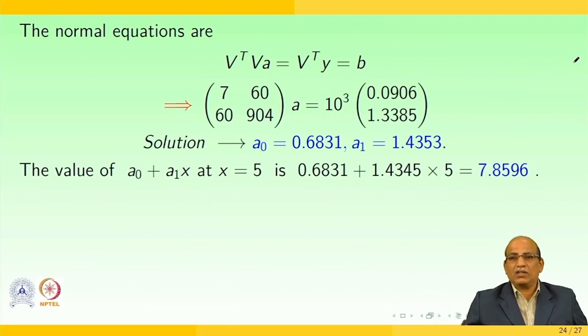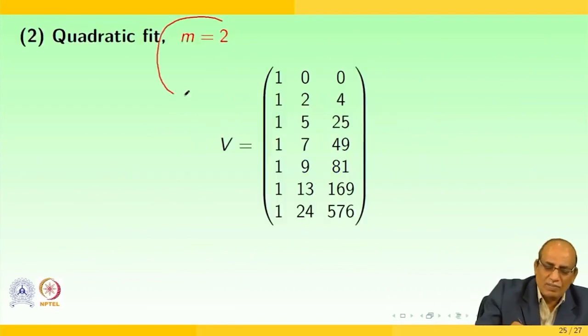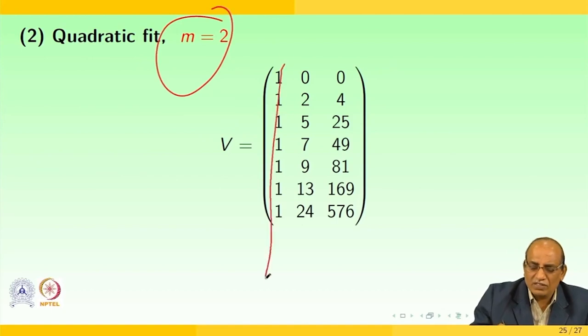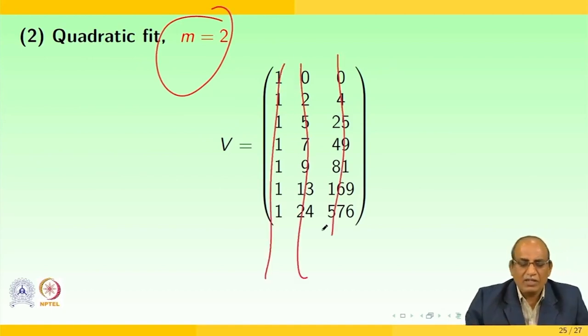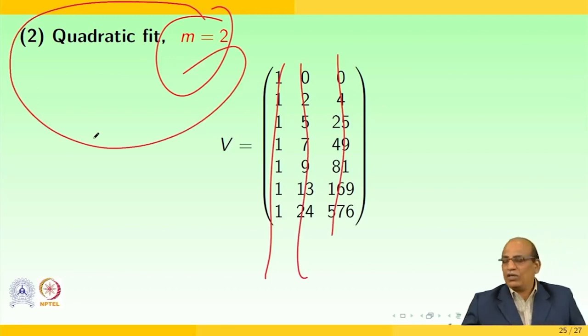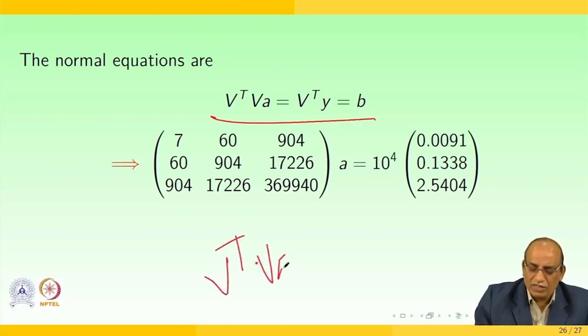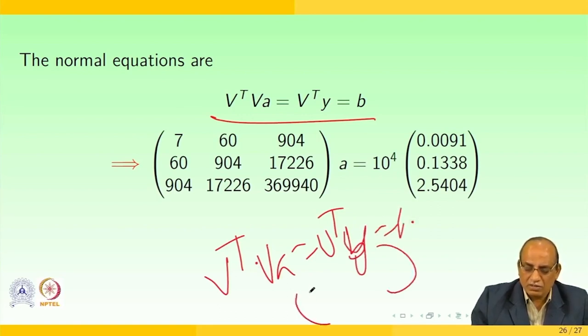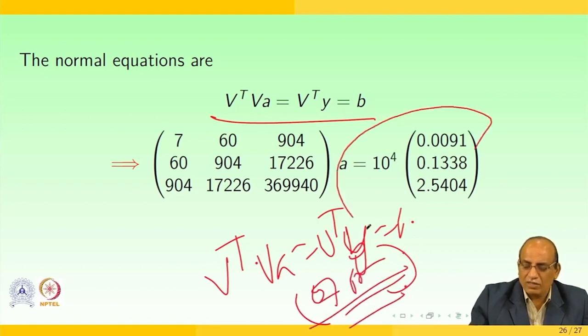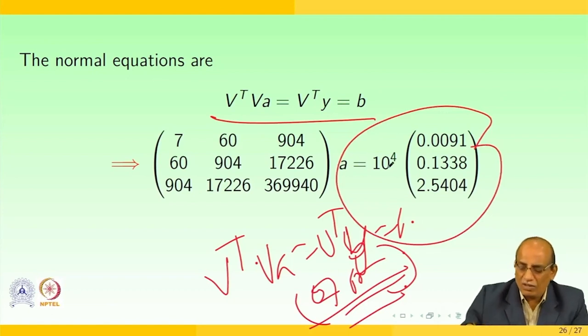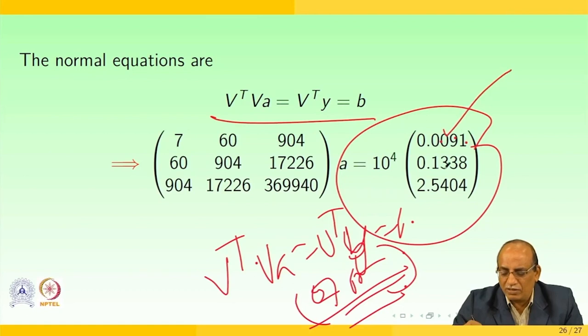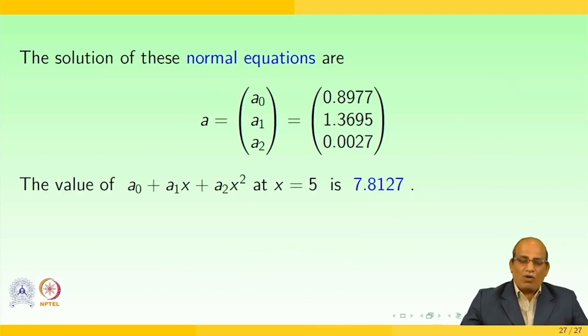Well, let us go ahead further, and the quadratic fit to m is equal to 2. So then you do have the first column, second column, third column, right? For a quadratic, m is equal to 2, you get the data as follows. So what are the normal equations? Normal equations are V transpose V A is equal to V transpose Y is equal to B, and this is 7, 60, etc. The second line and third line you get similarly, with 10 power 4 and so on. You see, 4 digit arithmetic, 1332.554. It is very important to see how these normal equations will be derived.